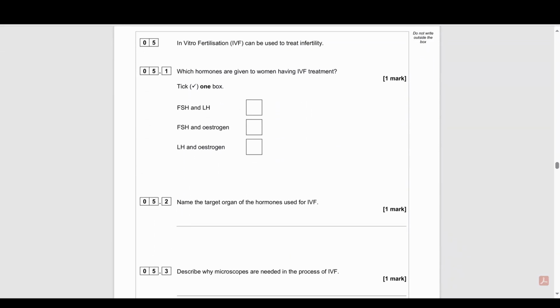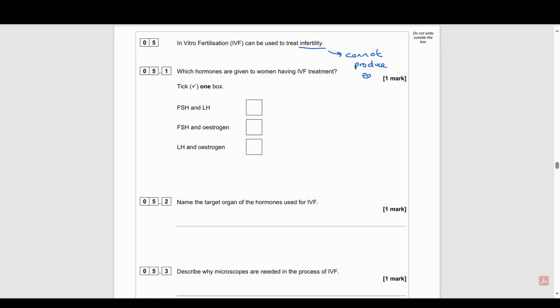Question 5. In vitro fertilization can be used to treat infertility. Which hormones are given to women having IVF treatment? Well, if a woman is infertile, one of the main issues is that they cannot produce eggs.